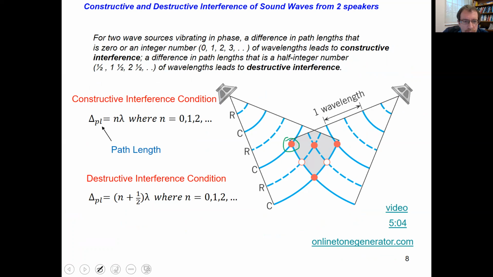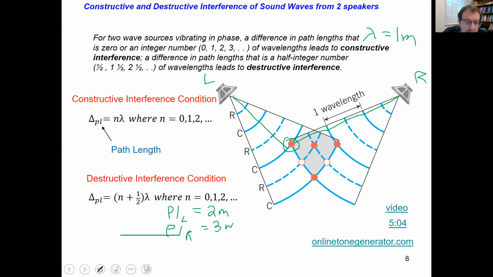So that spot right there, if I'm coming from my left-hand speaker, I am 1, 2 meters. Because I said that we were going to mock up and use the idea that our wavelength is 1 meter. I'm just making up a number. So my path length from my left-hand speaker this time is 2 meters. What about from my right-hand speaker? 1, 2, 3. My path length from my right-hand speaker is 3 meters.